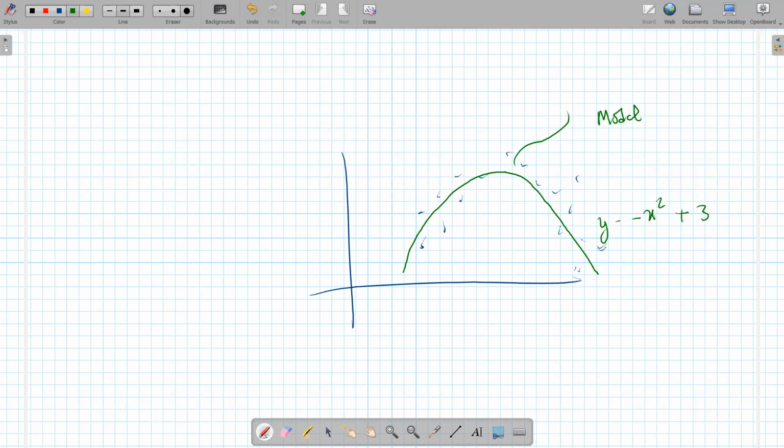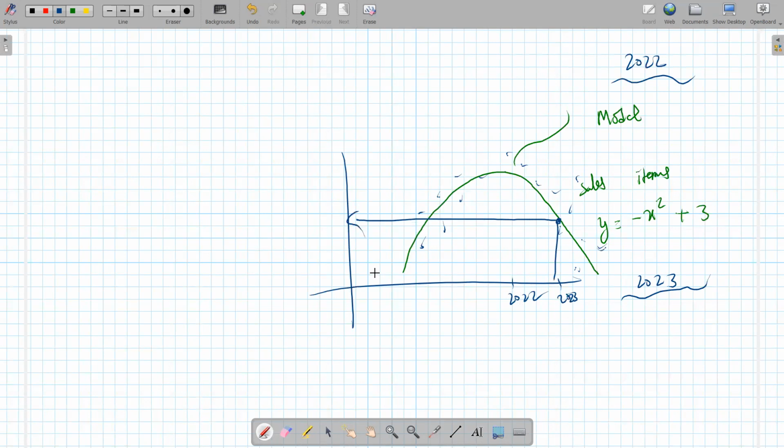And let's say y is the sales and x is the number of items. So using the data from 2022, we came up with this model. And what you can do is you can make predictions about the future. Now in 2023, let's say this is 2022, 2023, we can predict what the sale amount will be, okay? So it's basically used to predict future numbers.